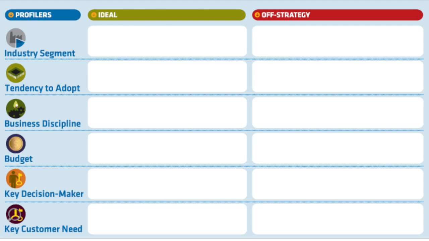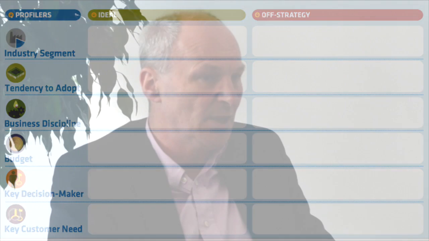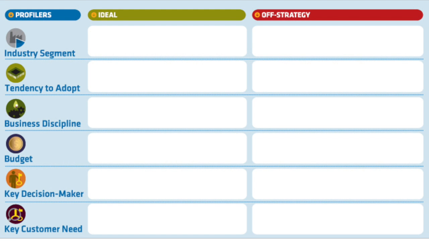Some customers adopt stuff really quickly and early on in the cycle, and others are laggards that you can be spending time talking to for years and they'll never buy from you. So the second profiler is tendency to adopt. The third one's a little bit tricky and it's a little bit subtle. For most businesses, there are 3 different types of disciplines. One is operational excellence, the second is product leadership, and the third is customer intimacy. Now these are the basis of what these customers operate their businesses on.